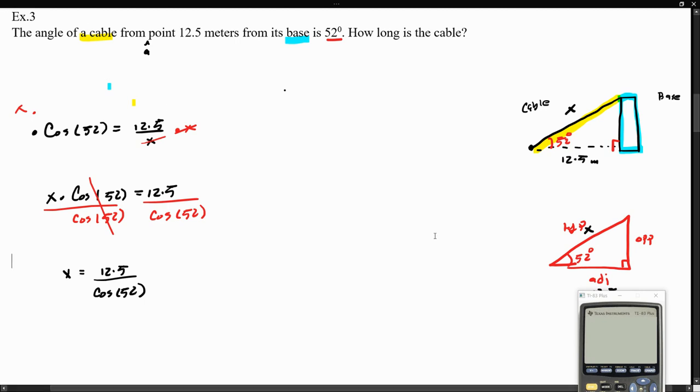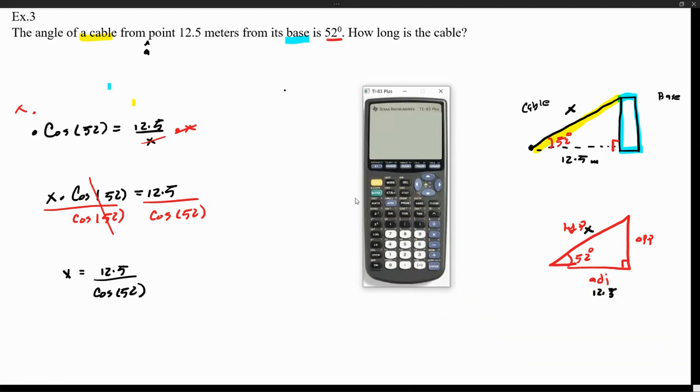And now we use a graphing calculator to find this value. 12.5 divided by the cosine of 52 is going to give us a value of just 20.3. So now we know that the length of this hypotenuse, the length of this cable, which was represented by the hypotenuse, is of a value of 20.3 meters.